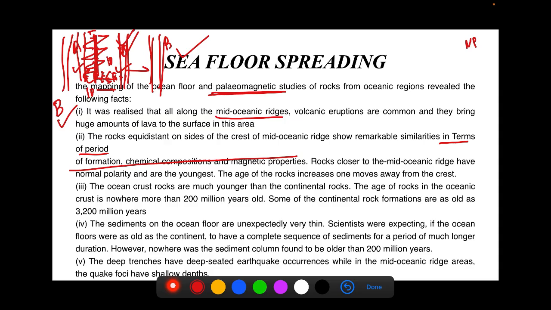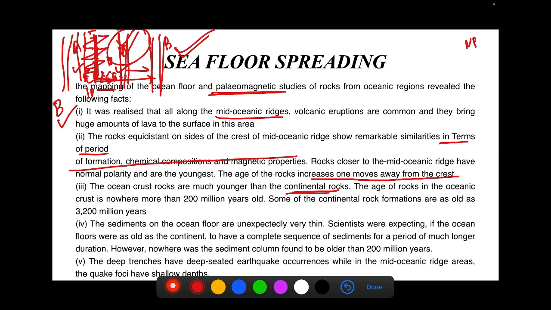The age of the rock increases as one moves away from the crest. As we can see, B is 50 kilometers from the crest, so it is older, whereas A is just 10 kilometers from the crest, so it is younger than B. The ocean crust rocks are much younger than the continental rocks.